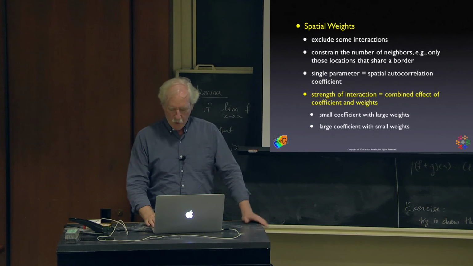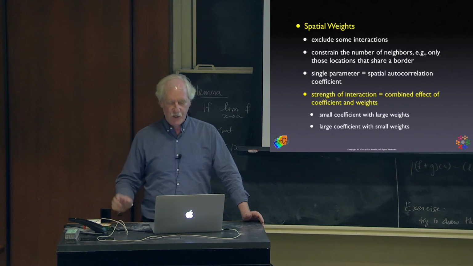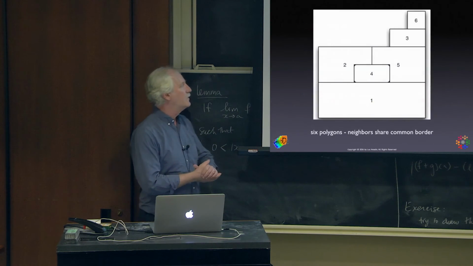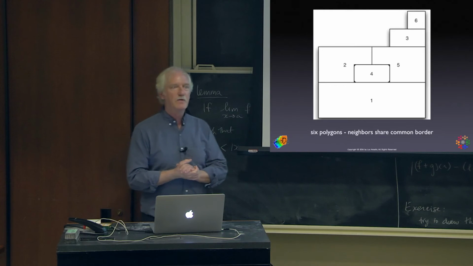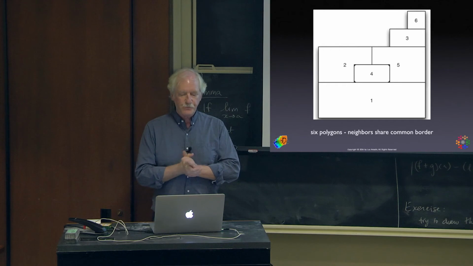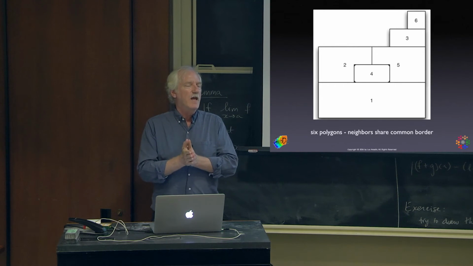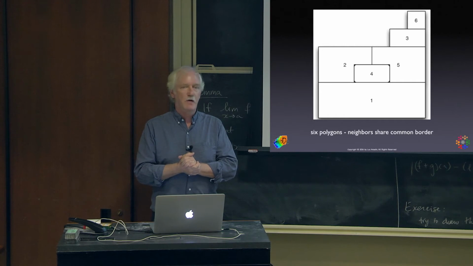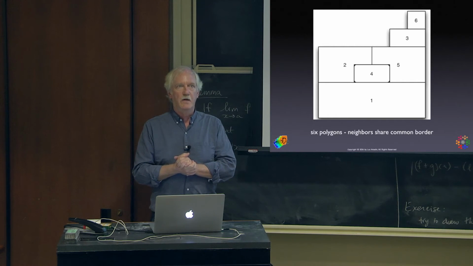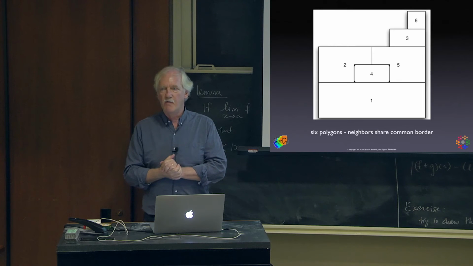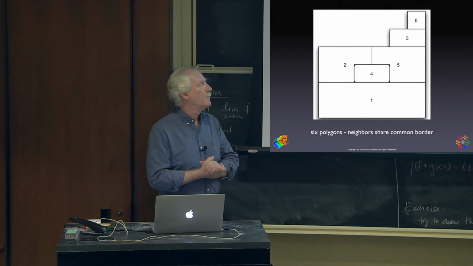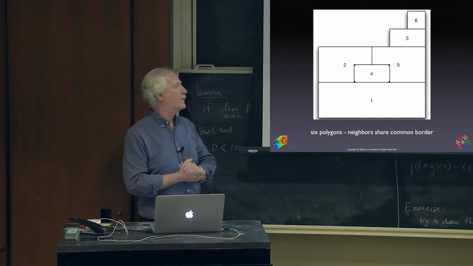So what is the spatial weight matrix? Well, let's take an example. These are 6 areas labeled 1 to 6. We can say, okay, the neighbors are those units that share a common border, right? That's straightforward enough. Everybody can see the common border. We'll see in a few minutes that it's actually not that straightforward.